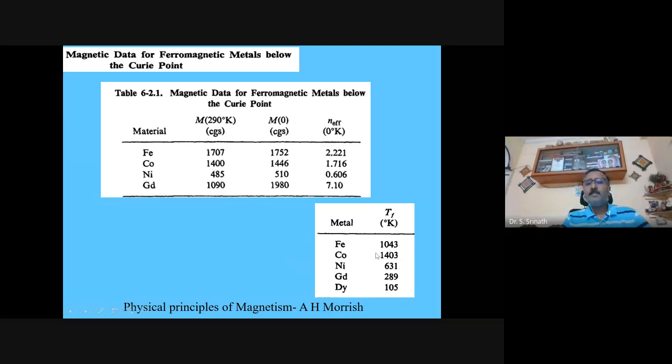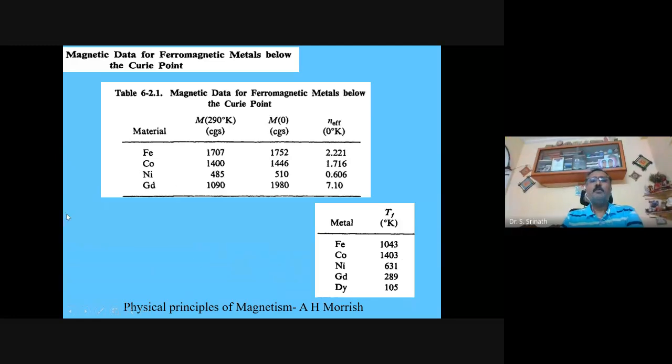Okay. Look at another interesting parameter here. This is the TC. I put TF for some other reason, don't worry. This is basically the transition temperature above which the material becomes paramagnetic. For iron, the TC is 1043 Kelvin. For cobalt, the TC is 1400 Kelvin. Nickel, it is 630. And gadolinium, it is 289, which is close to room temperature. This again, I will talk about later. And dysprosium, another ferromagnetic element, has a TC of around 105 Kelvin. So these are the TCs that we have, and all this data, this one and the previous view graphs, I have taken from this book, Physical Principles of Magnetism by Morris.